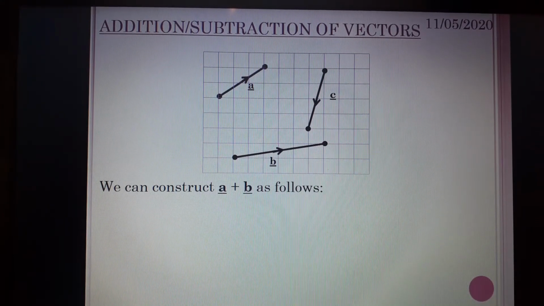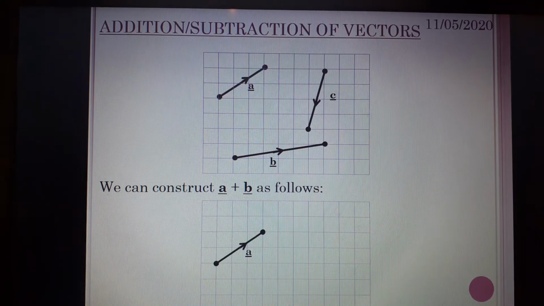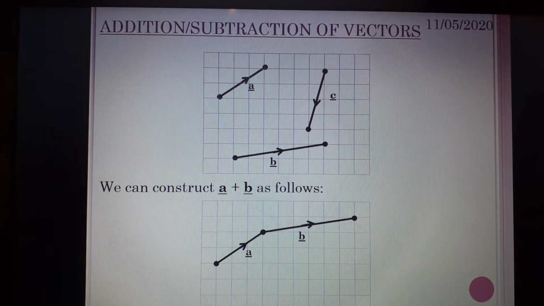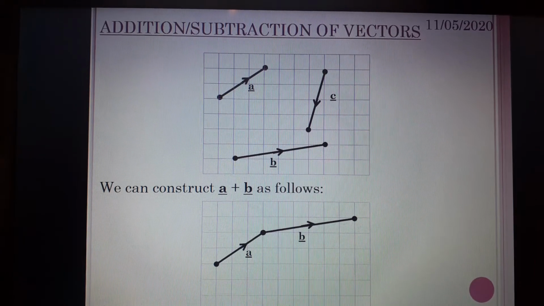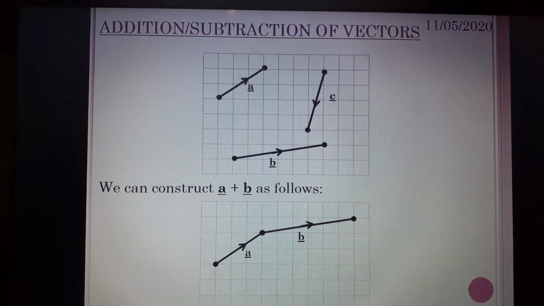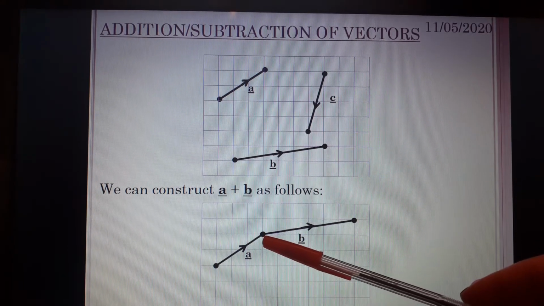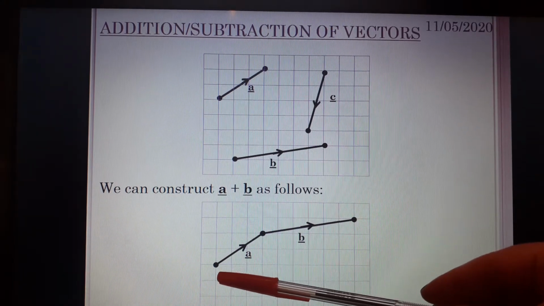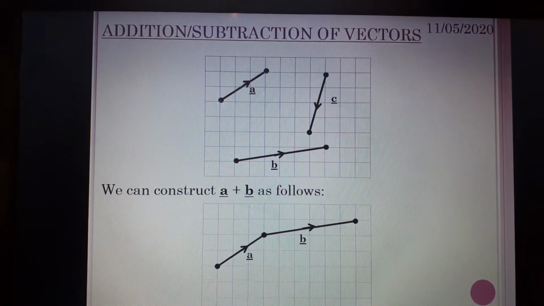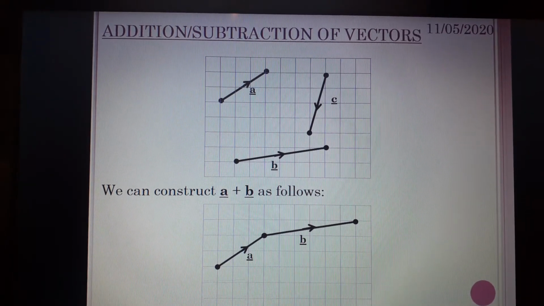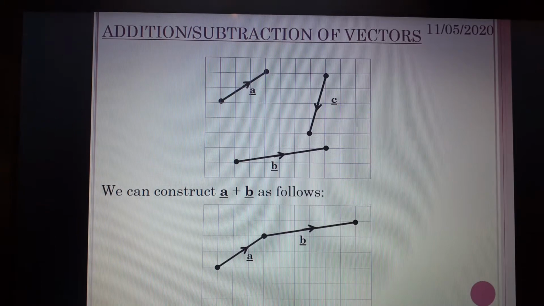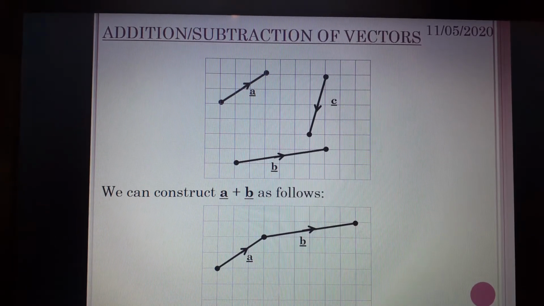So if we want to construct a plus b, we will start off by drawing vector a, and we will join that together with vector b. Now notice the front of vector a is joined to the back of vector b. The front of a vector, following the direction of the arrow, is called the tip of a vector, and the back of a vector is called the tail of a vector. And when we join vectors together by adding them, we join them tip to tail. That's the expression we used.